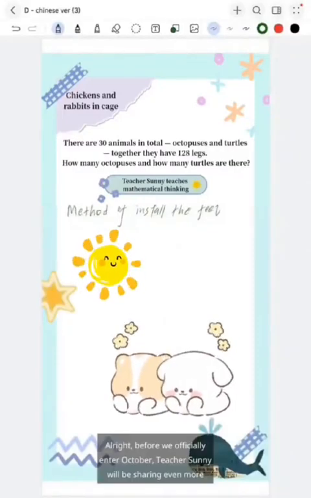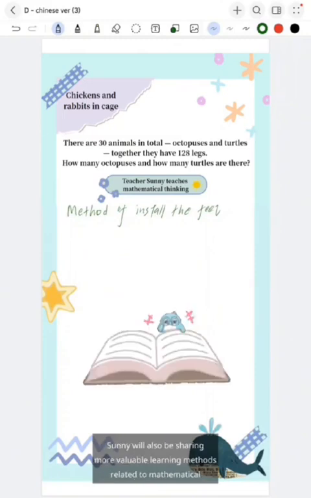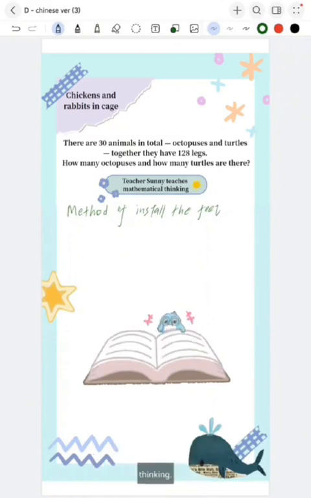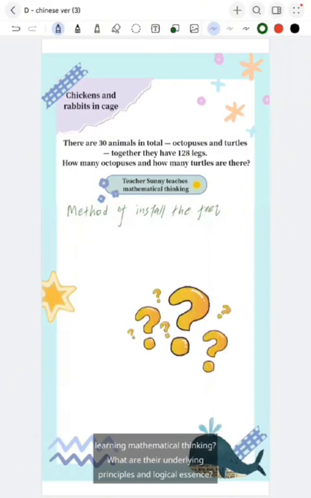Before we officially enter October, Teacher Sunny will be sharing even more different types of questions with everyone. Then, starting precisely in October, Teacher Sunny will also be sharing more valuable learning methods related to mathematical thinking. After all, many people have been asking about this. What exactly are these methods for learning mathematical thinking? What are their underlying principles and logical essence?